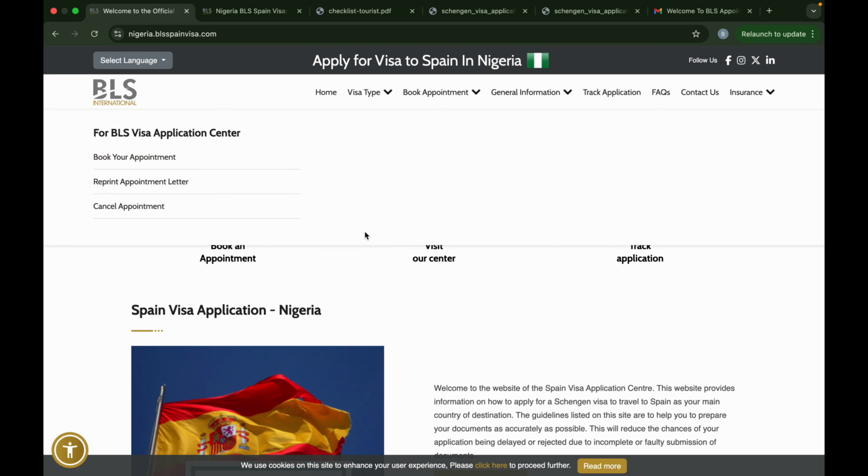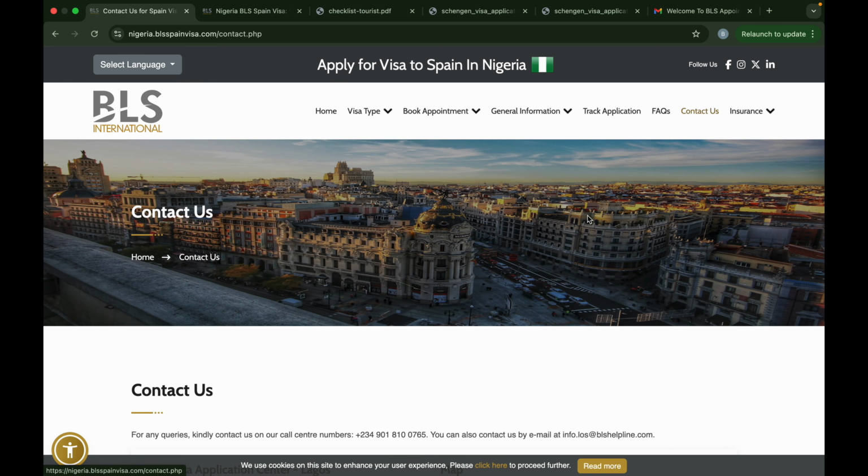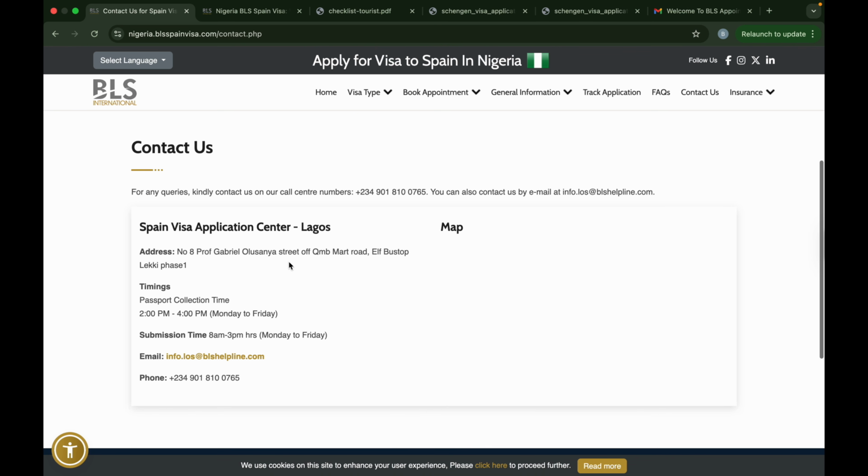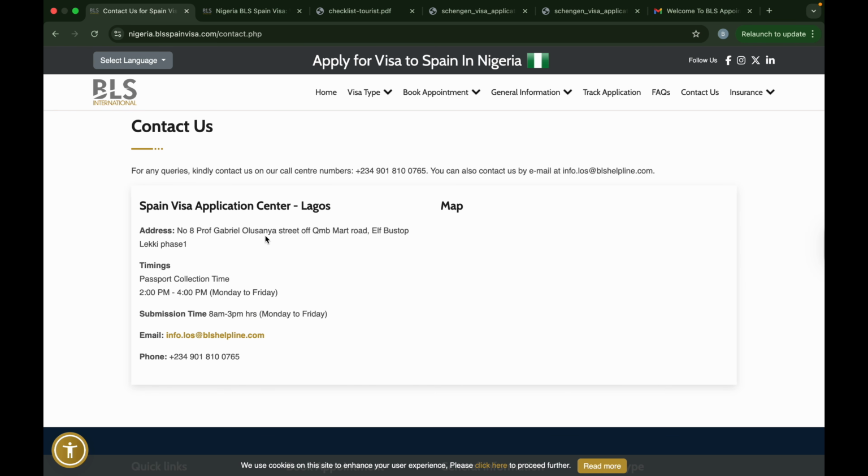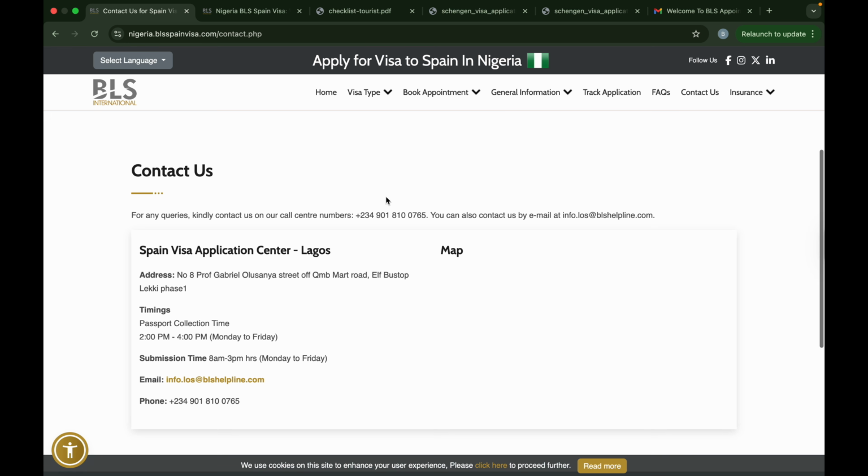So in order for you to locate them, you can click on contact us, and then you're going to see their address here, which is number 8 Prof. Gabriel Lusenya Street off QMB Math Road, Elf Bus Stop, Lekki Phase 1. So this is where you can reach them to get an appointment. Try to make a physical walk-in there, let them know if you're unable to get an earlier appointment, and then they will be able to help you at this time. So this covers essentially the entire application process.